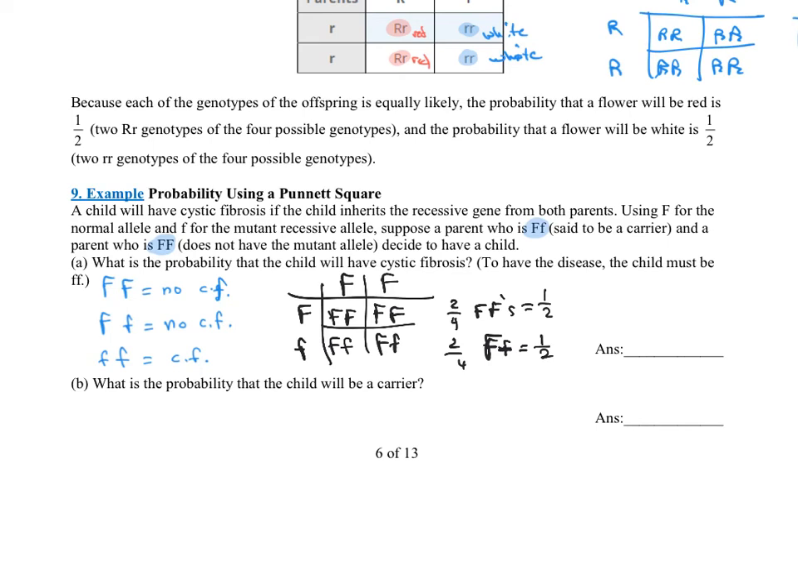So it says, what is the probability that they will have cystic fibrosis? We need 2 lowercase f's. That doesn't happen, so it's 0 out of 4, which is 0. It is impossible for them to have a child who has cystic fibrosis. Now it says what is the probability that they're a carrier. Remember, capital F, lowercase f is a carrier. That was 2 out of the 4, which is a probability of 1/2.